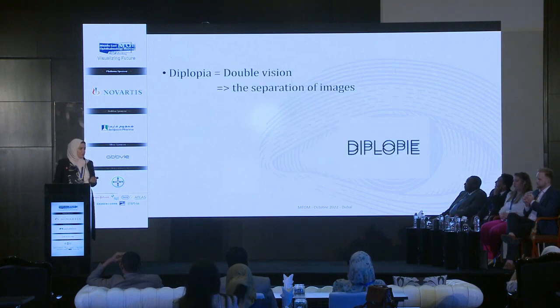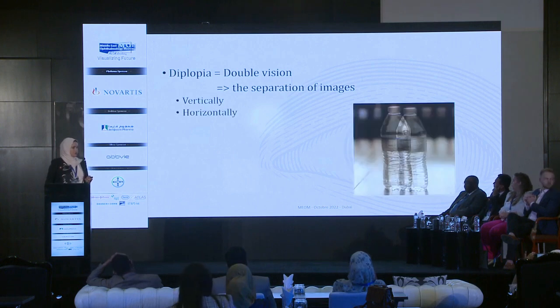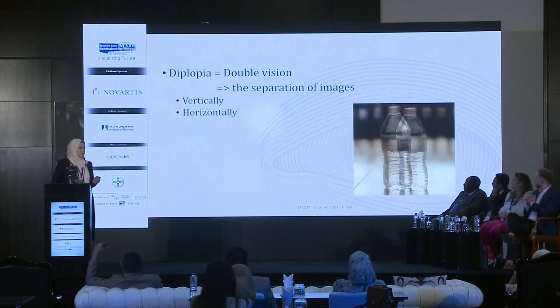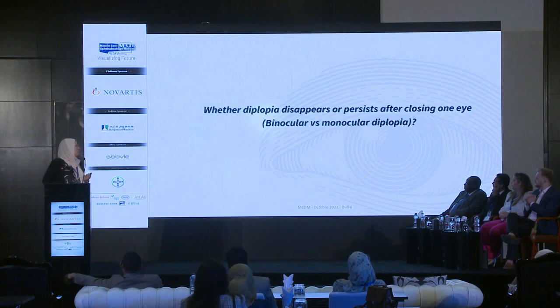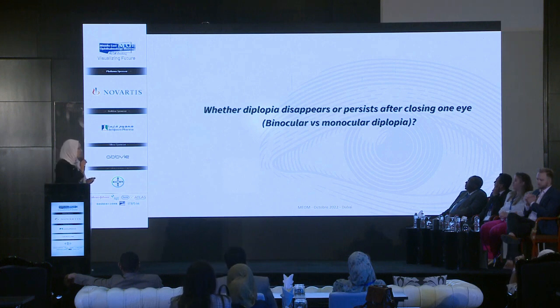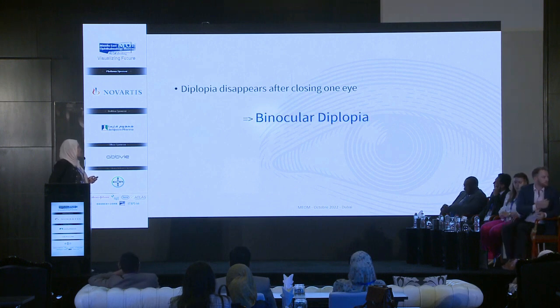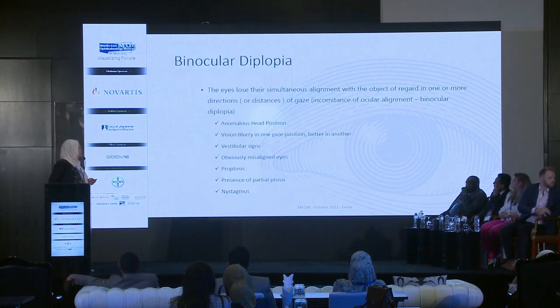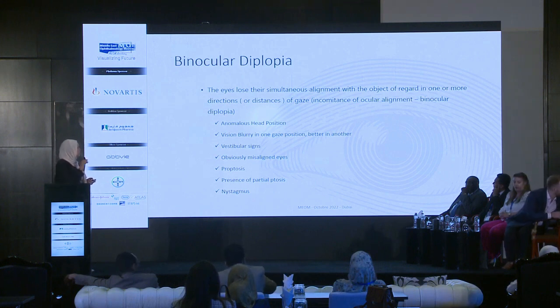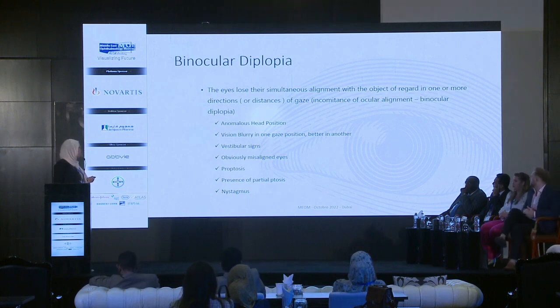Diplopia is double vision, when two images are separated. It can be vertical, horizontal, or both, obliquely. Whether diplopia disappears or persists after closing one eye determines if it is binocular or monocular. If it disappears after closing one eye, it's binocular diplopia. It's when the eyes lose their simultaneous alignment with the object of regard in one or more directions of gaze. We may see anomalous head position, blurry vision, vestibular signs, nystagmus, and partial ptosis.